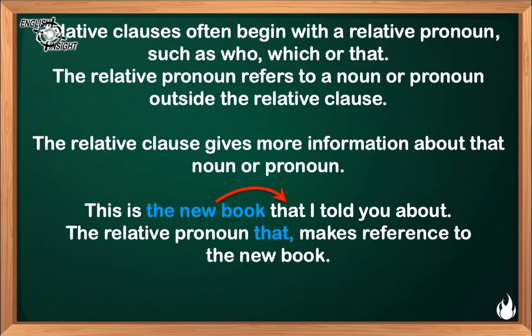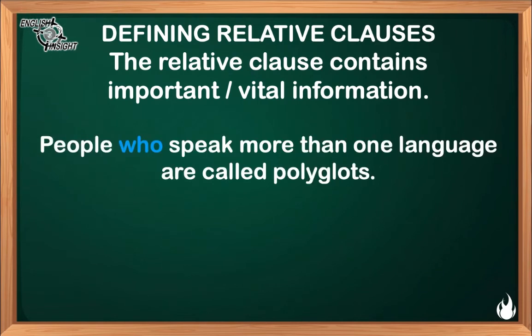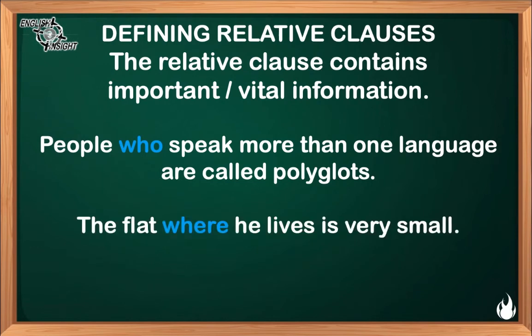Now let's talk about defining and non-defining relative clauses. In a defining relative clause, the relative clause contains important or vital information. For example, people who speak more than one language are called polyglots. The flat where he lives is very small. In both cases, the information contained within the relative clauses is important information and we cannot eliminate it.